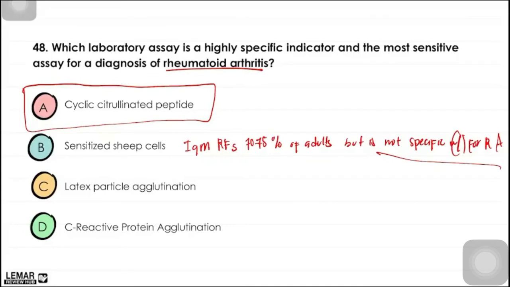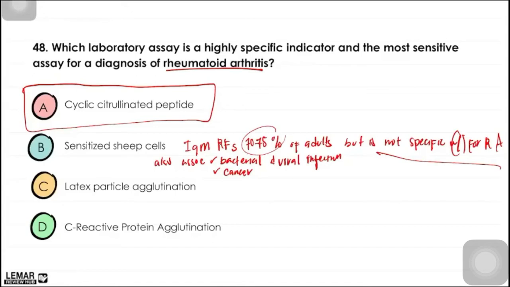Okay, so RF has been associated with some bacterial and viral infections, and some chronic infections, such as cancer. Elevated values may be observed, remember, in the normal adult population. So these 70 to 75% of adults may not present signs and symptoms of rheumatoid arthritis, although they have rheumatoid factor in their blood.